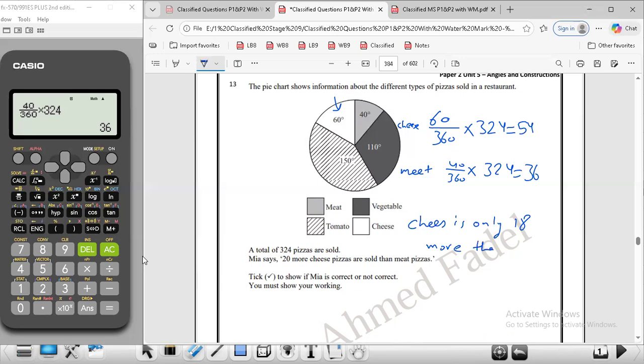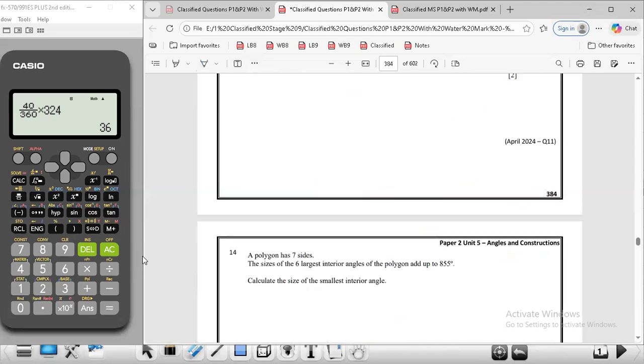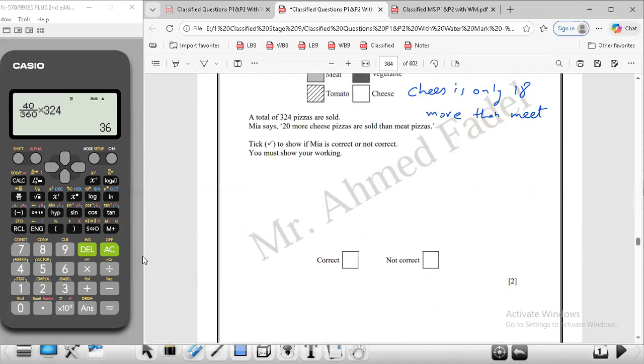than meat. So the only trick here is cheese is not 60 pizzas, it is 60 degrees, which is out of 360, the whole circle. And the meat is not 40 pizzas, it is 40 degrees, which is out of 360 as well. You do 60 over 360, 40 over 360, multiply them by the total number of pizzas that got sold, which is 324 pizzas, they will give you the actual number, 54 and 36. So you must take that she is incorrect.